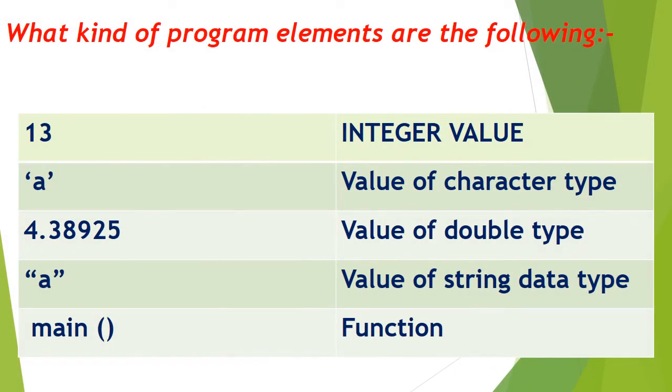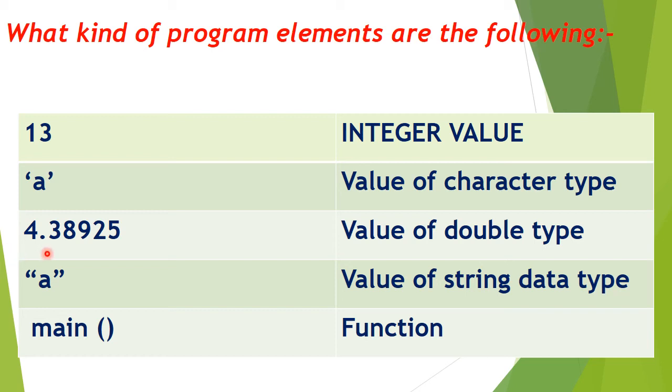I prepared a question, what kind of program elements are the following. If such type of elements are given, you have to find out which kind of elements are these. Like 13. 13 is an integer value. You all know that 13 is a value but integer type. A is also the value, but it is given in single quotes, so it becomes now value of character type.